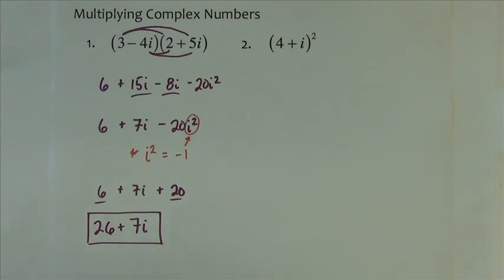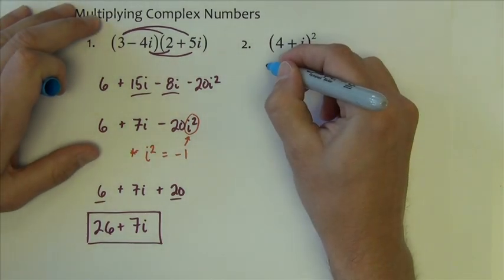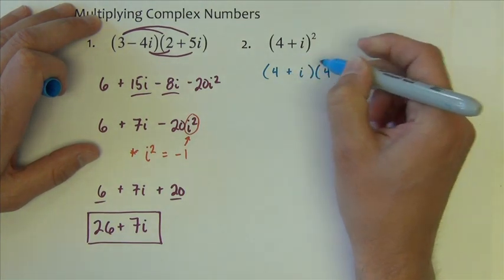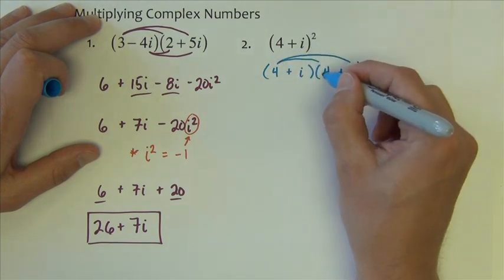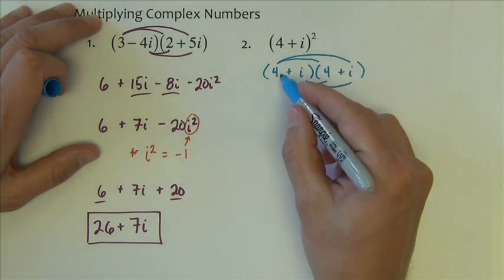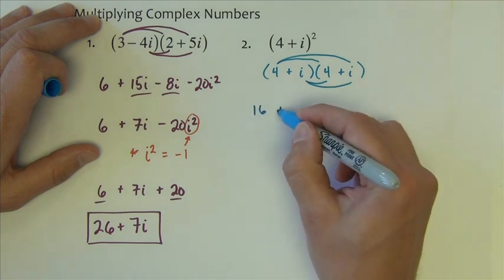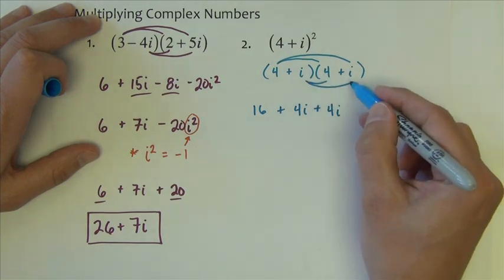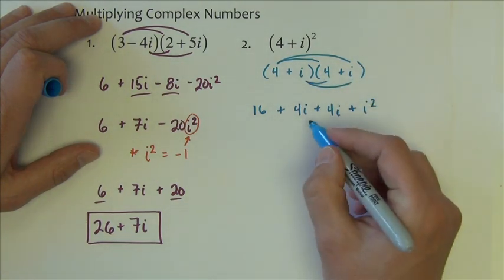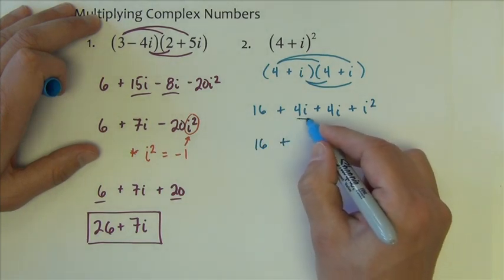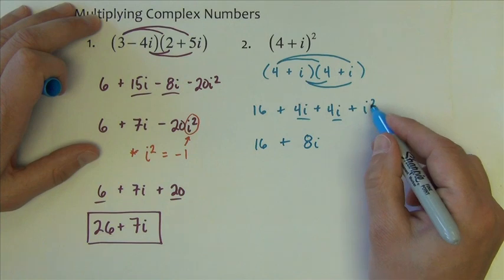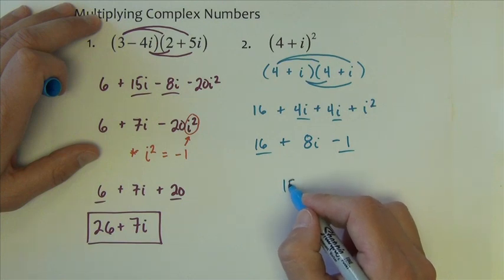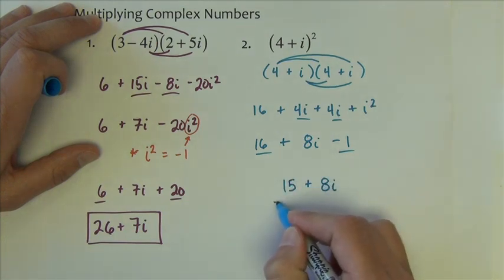Second example, 4 plus i quantity squared. We'd be best served writing it out first: 4 plus i times 4 plus i. If you like to draw the lines, these are the paths I'm going to multiply on. 4 times 4 is 16, plus 4 times i is 4i, plus i times 4 is 4i, plus i times i is i squared. So we have 16 plus, these 4i's become 8i, this i squared becomes a negative 1. So the 16 and the negative 1 become 15 plus 8i.